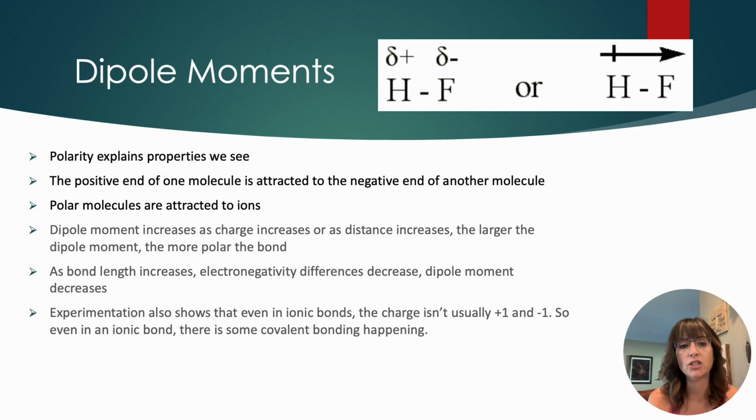As bond length increases, the electronegativity difference decreases, and so your dipole moment is going to decrease. And experimentation shows us that even in ionic bonds, the charge isn't always a set +1 or -1 or +2 or whatever. I mentioned this earlier. Sometimes even in an ionic bond, we have some covalent bonding happening. So even though we say they're giving away and stealing, sometimes there's a little bit of sharing going on. It really is a lot more complicated than we make it out to be.